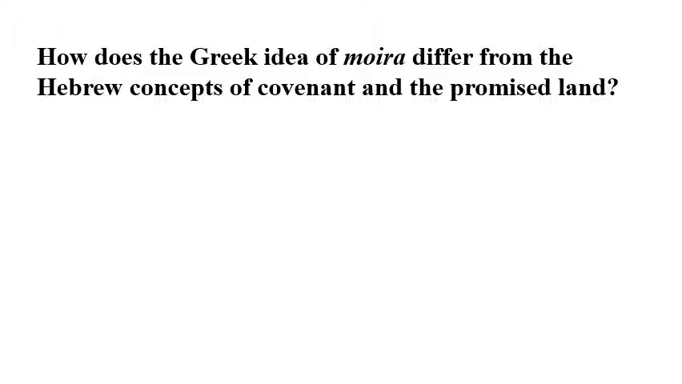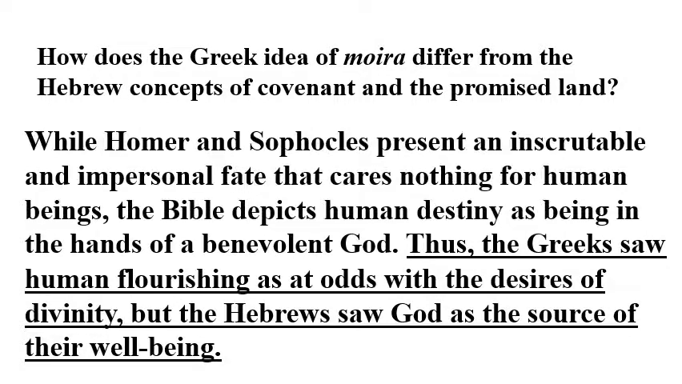You want to focus in on a line of argument that makes a specific series of points about the difference. So you might come up with something like, while Homer and Sophocles present an inscrutable and impersonal fate that cares nothing for human beings, the Bible depicts human destiny as being in the hands of a benevolent God. Now, that's not really the thesis, that's the build-up to the thesis. And your thesis might be something like, thus, the Greeks saw human flourishing as at odds with the desires of divinity, but the Hebrews saw God as the source of their well-being.